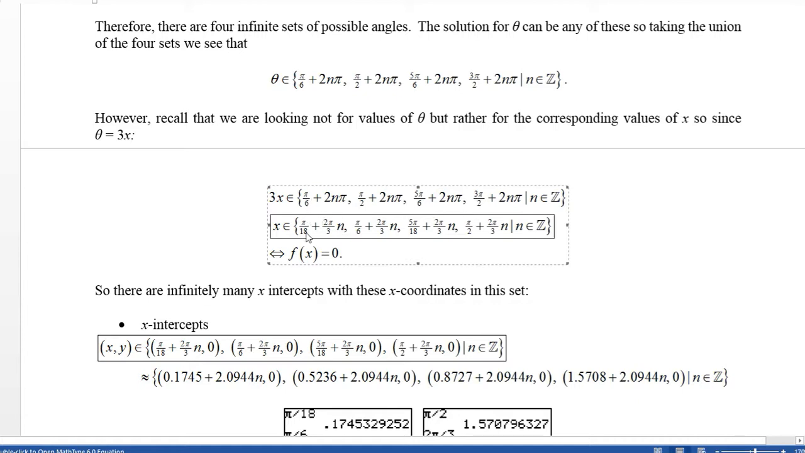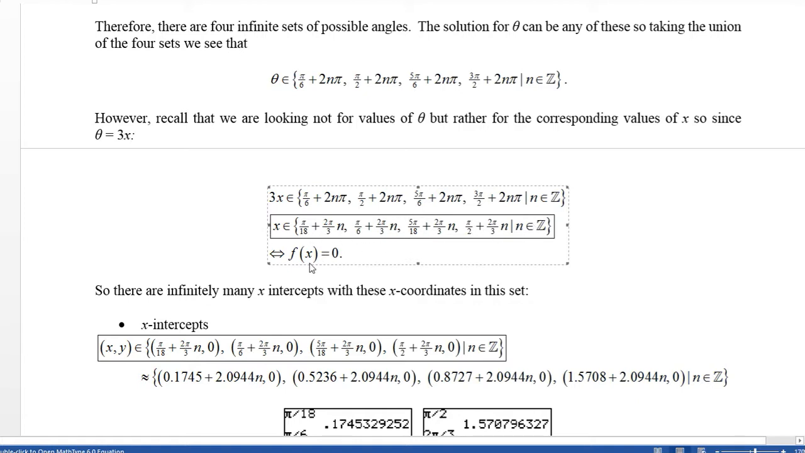So pi over 6 divided by 3, or times 1/3, is pi over 18. And I'm going to write each one of these as n times 2 pi over 3. And then pi over 2 times 1/3 is pi over 6. 5 pi over 6 times 1/3 is 5 pi over 18. 3 pi over 2 times 1/3 is just pi over 2. And these are the possibilities that make f of x 0.